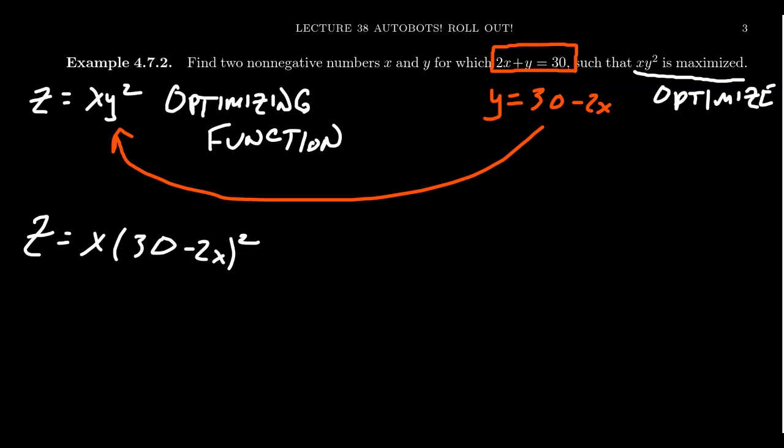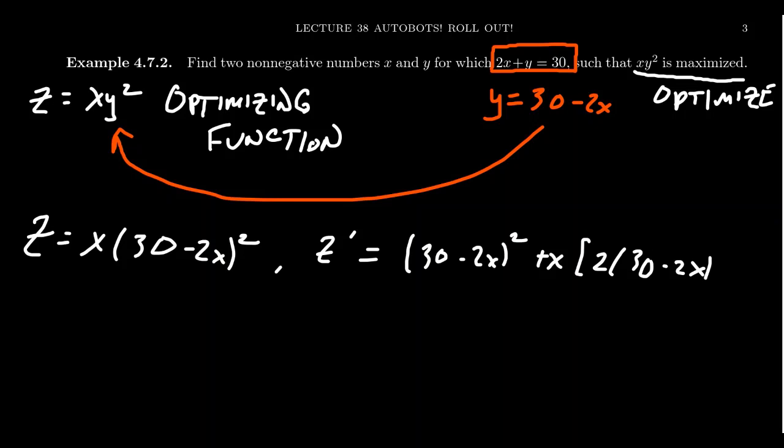Now, in terms of the derivative, if you want to, we can multiply this thing out. Because of the squaring here, you have to FOIL it before you multiply things out. I think I might just live with the factorization here, and I'm just going to take the derivative using the product rule. So take the derivative of x, you get a 1. That'll then give you (30 minus 2x) squared, plus x times the derivative of the square: we get 2 times (30 minus 2x) raised to the first, and then times the inner derivative for the chain rule, we get negative 2 there.